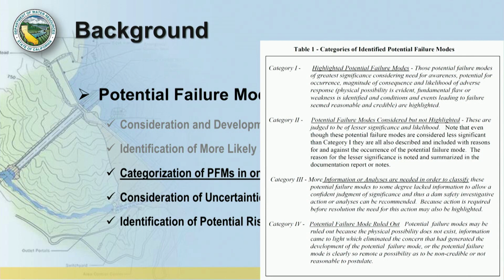That's category 1. Category 2 is a potential failure mode considered to be possible, but is not highlighted. These are judged to be of lesser significance and likelihood. Category 3 is basically there's insufficient information to rate or evaluate the PFM, and additional information or analyses are needed. In category 4, the potential failure mode is ruled out because it's believed to be physically impossible to occur. So that's the standard rating in the PFMA process as outlined by FERC guidance.